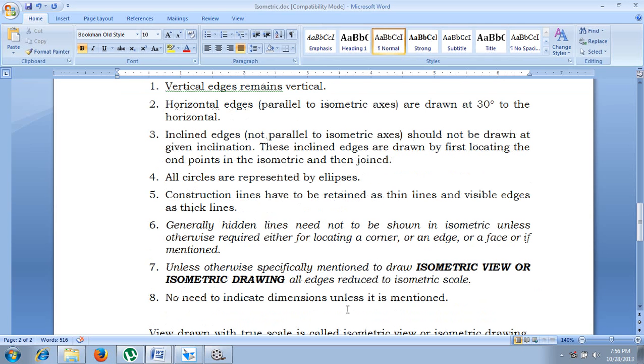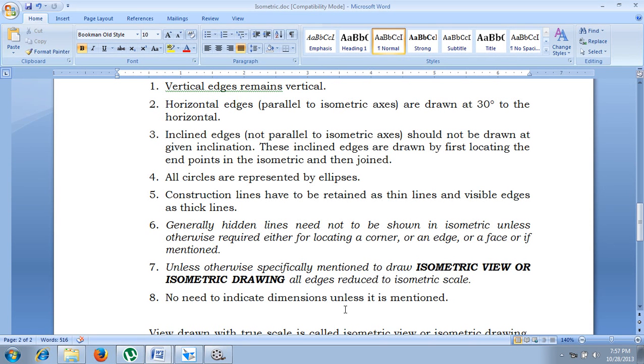Then the seventh point to be remembered is, unless otherwise specifically mentioned, to draw the isometric view or isometric drawing, all edges are reduced to isometric scale. Now, what is isometric view or isometric drawing? Here, isometric view or isometric drawing is nothing but a 40 mm line drawn at an angle of 30 degree at 40 mm itself. That type of lines we call isometric view or isometric drawing.